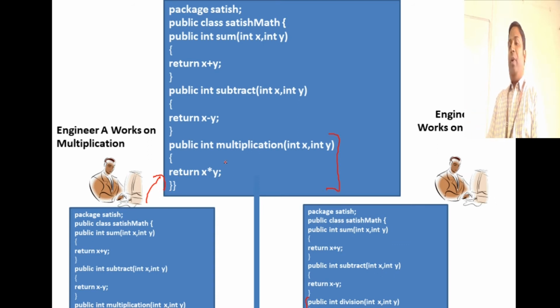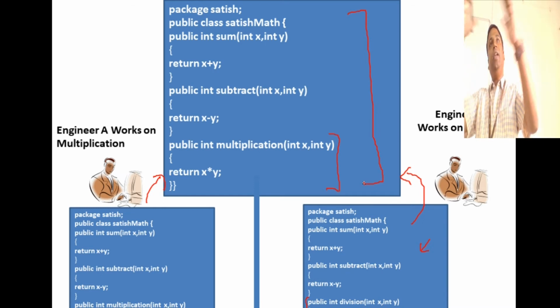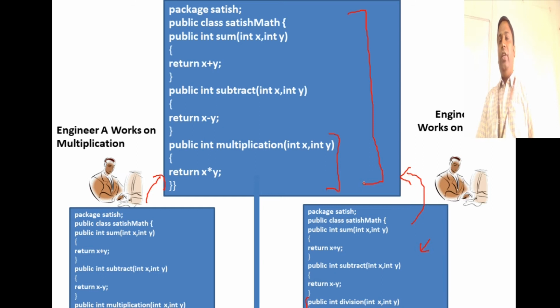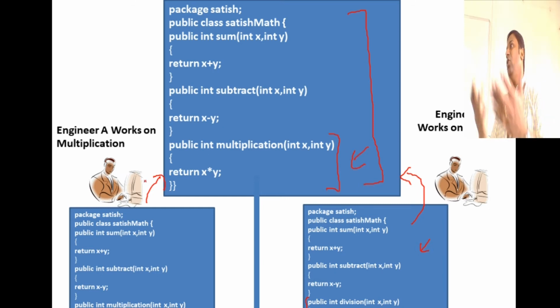Next, what should happen? Engineer B should move his code, right? Now you know multiplication is not part of engineer B's code. So what you should do actually is, when he tries to move it, you should first check whether there are any changes to the code on the server, whether anyone else has changed it. So he knows that multiplication has been pushed in. So there is a change in the code that he has copied.